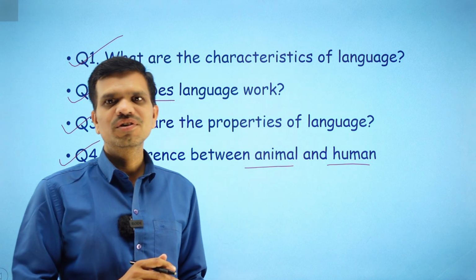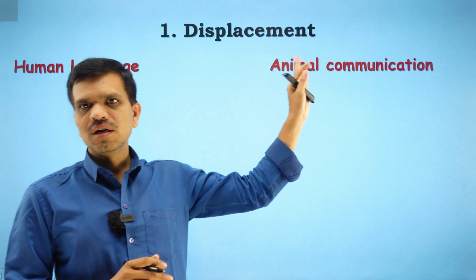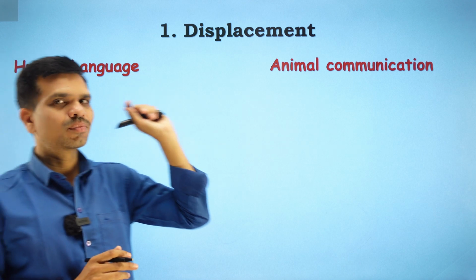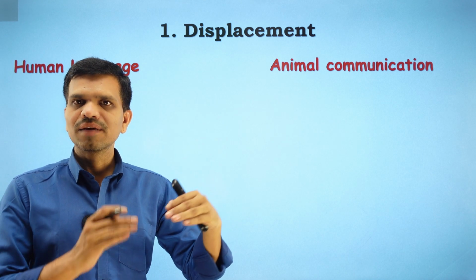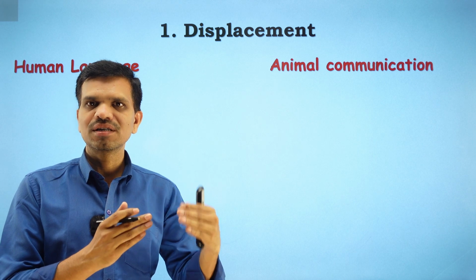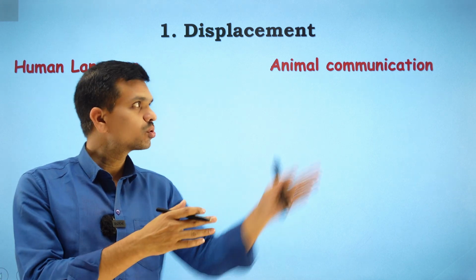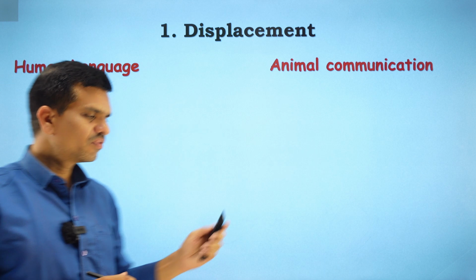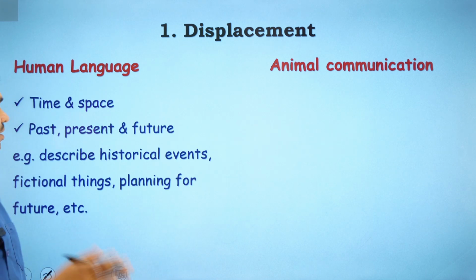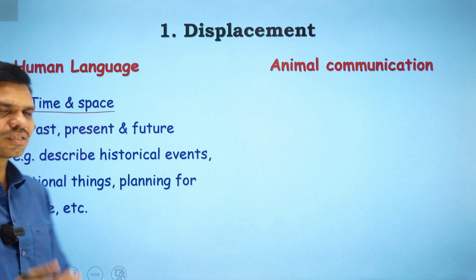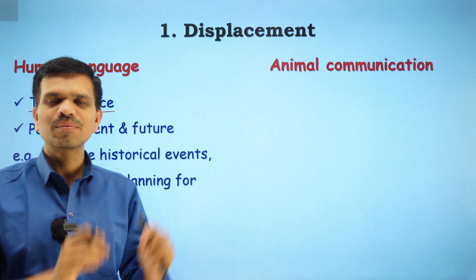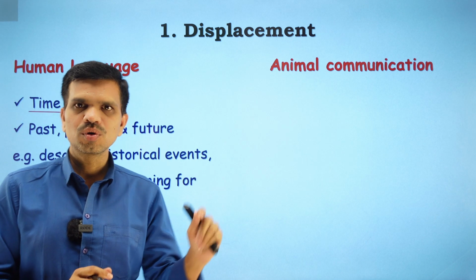So the very first feature we have here is displacement, and displacement refers to a few things while communicating in human language and also in animal language. In displacement, we understand that time and space is important. What is displacement? It refers to time and space and also location.